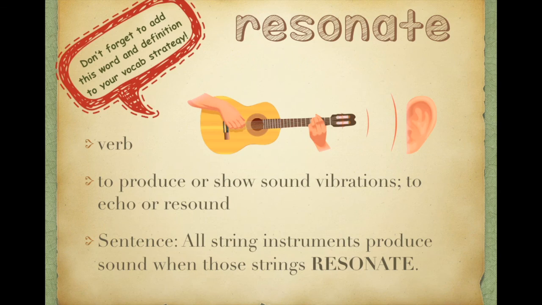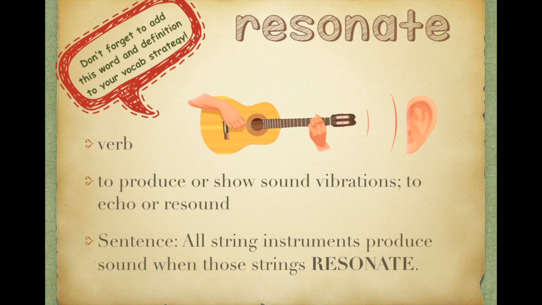Moving on to our first word that uses this root, the word is resonate. It is a verb, and it means to produce or show sound vibrations, to echo or resound. The sentence reads, "All string instruments produce sound when those strings resonate." So again, to produce sound, to have vibrations, to echo. Rubbing the rim of a crystal glass causes it to resonate or to produce sound, if anyone's ever done that before. Again, a clear connection between this word and its root.